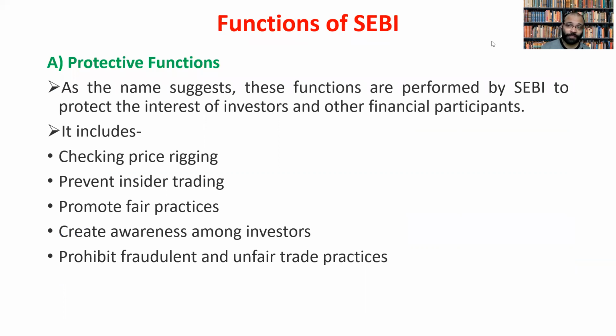There are important functions of SEBI. There are 3 important functions. The first category is protective functions. As the name states, these functions are performed by SEBI to protect the interest of the investors and various financial participants, like brokers, sub-brokers, and so on. It includes checking price rigging, preventing insider trading, promoting fair and justifiable practices, creating awareness among the investors, and prohibiting fraudulent and unfair trade practices. All these are the protective functions of SEBI.